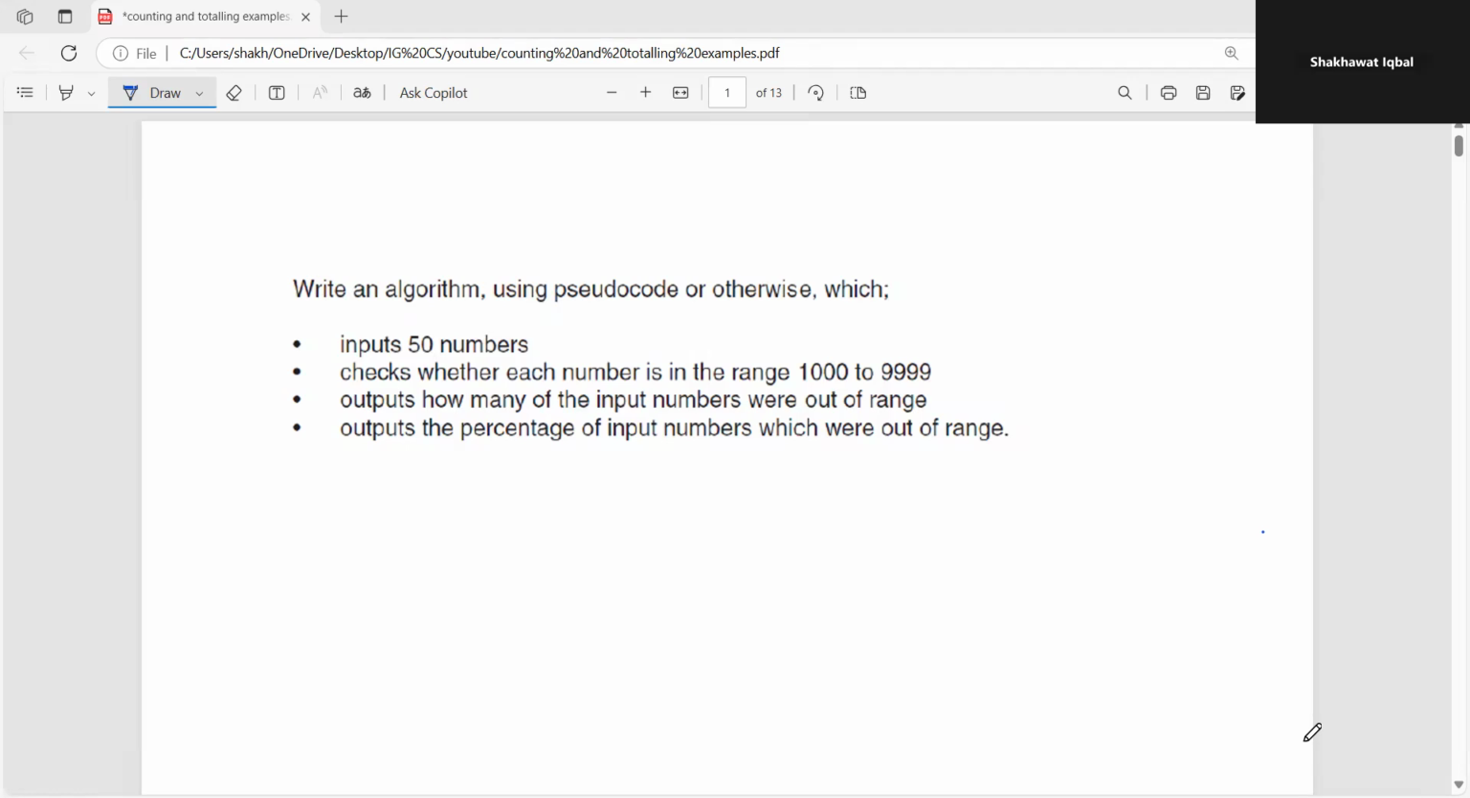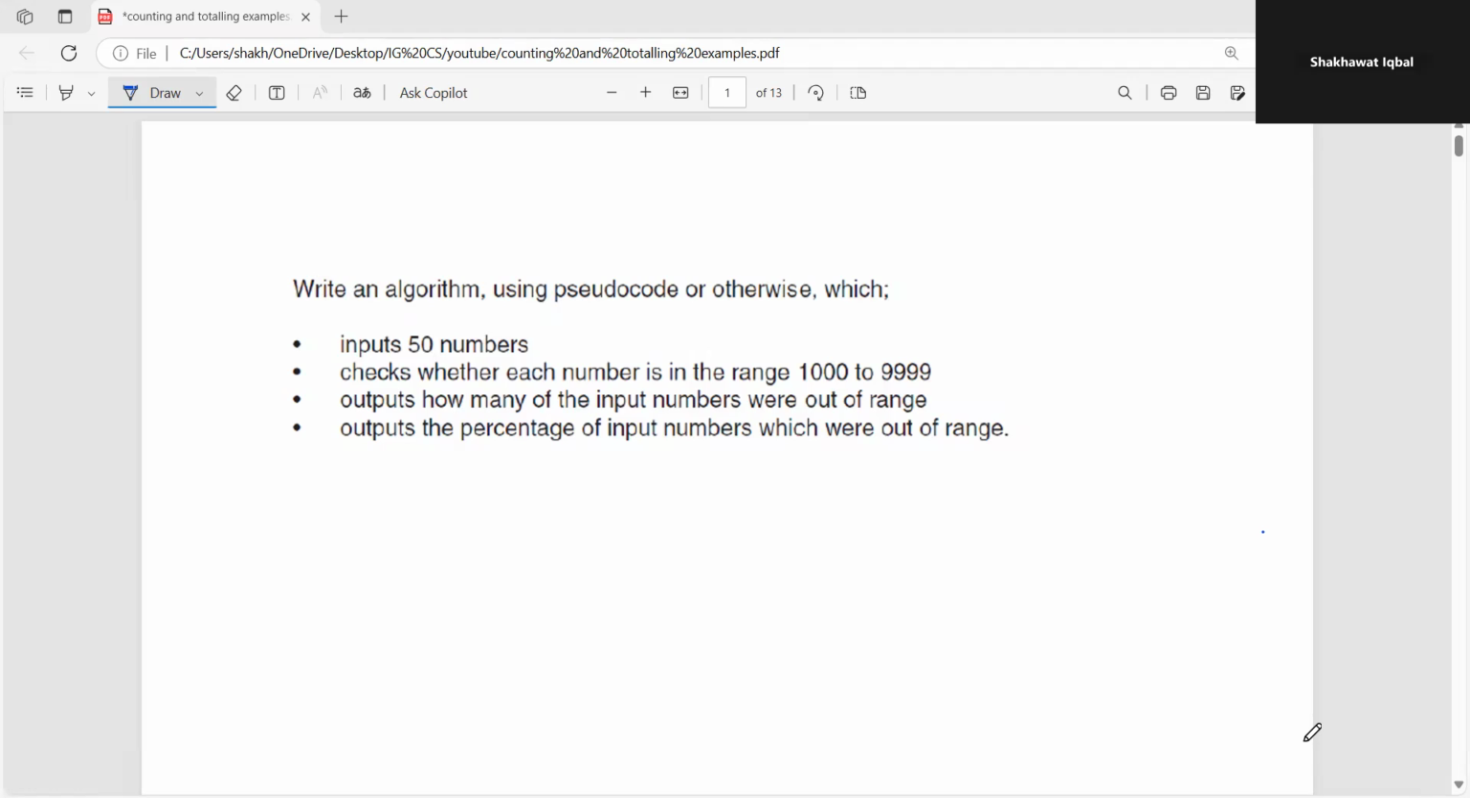Today we are going to discuss questions related to counting and totaling. As for the last 4 lectures, we learned about looping, counting and totaling. So today we are going to discuss some questions which are related to counting and totaling. These are exam-based questions.